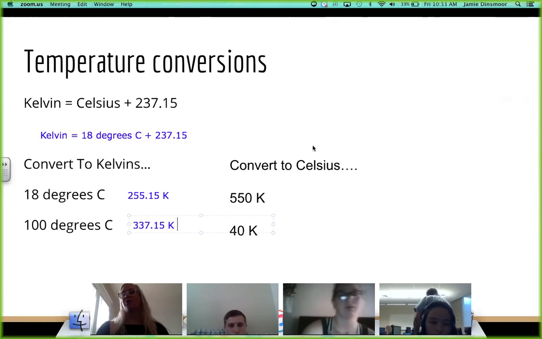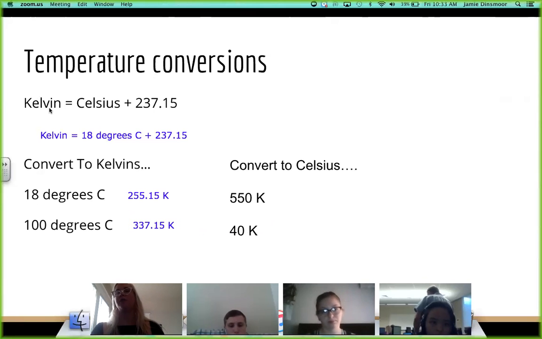What about if we go the other direction? So what if we're starting with those kelvins? Now we're going to have to do some subtraction here. And we want to convert to Celsius.